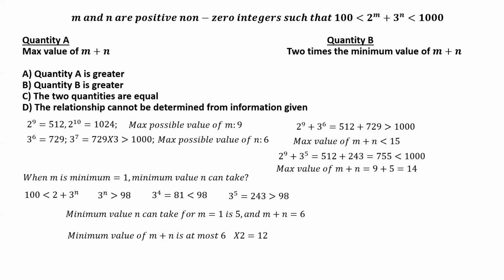So from this, we can conclude that the maximum value of m plus n should exceed 2 times the minimum value of m plus n. So the correct choice would be option A. Quantity A is greater.